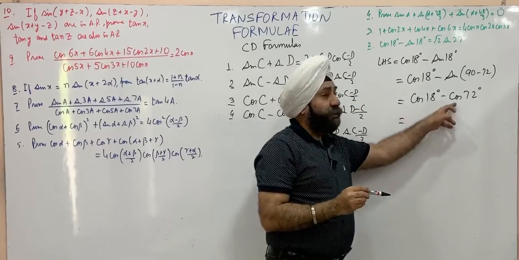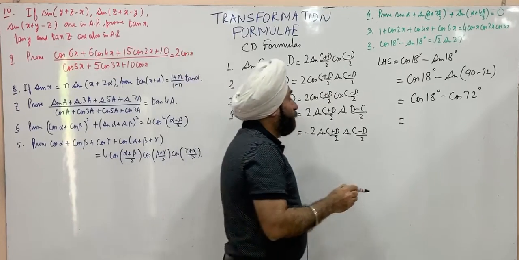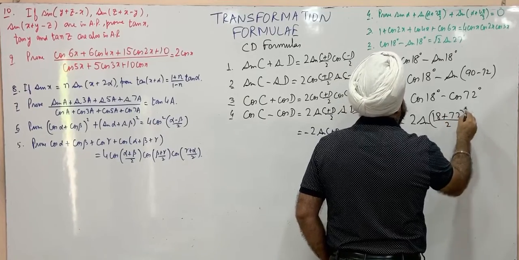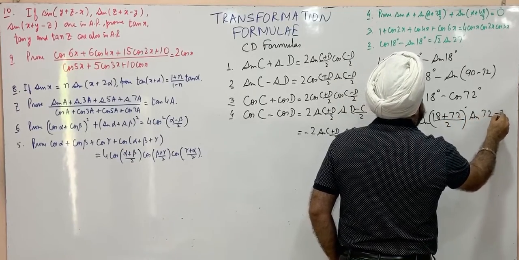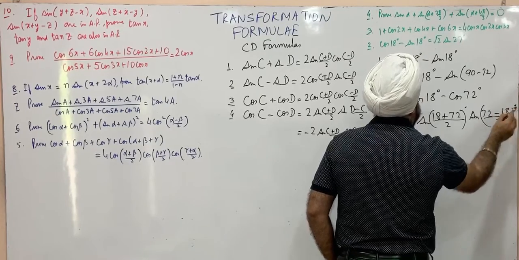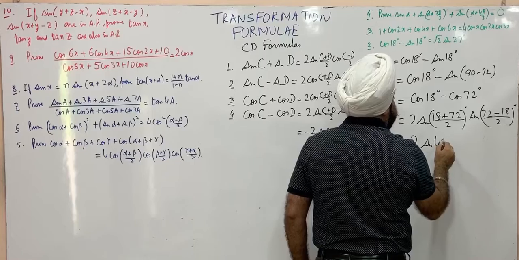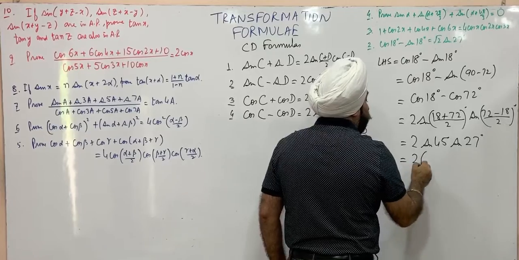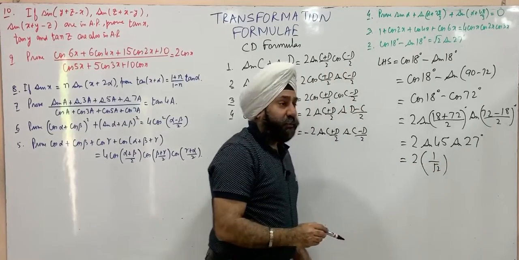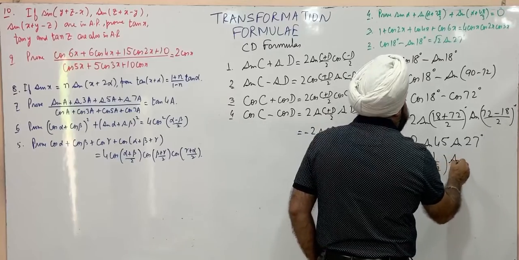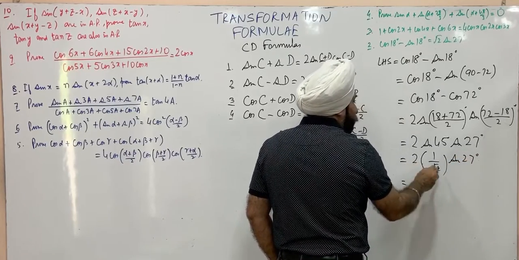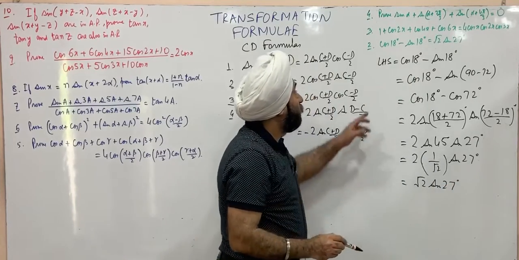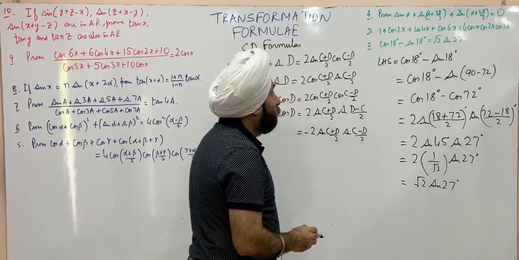This is cos C minus cos D. This is 2 sin of (18 plus 72) by 2 into sin of (72 minus 18) by 2. That's 2 sin 45 degrees into sin of, this will be 27 degrees. 2 sin 45, the value of sin 45 is 1 by root 2, into sin of 27 degrees. 2 upon root 2 is root 2. So this is root 2 into sin of 27 degrees. This is what we wanted to prove. This is equal to the right hand side.